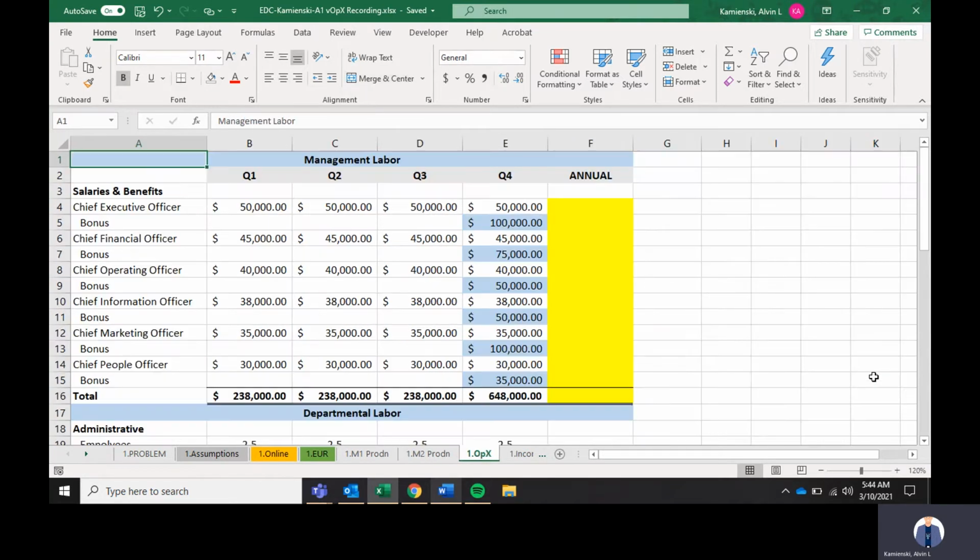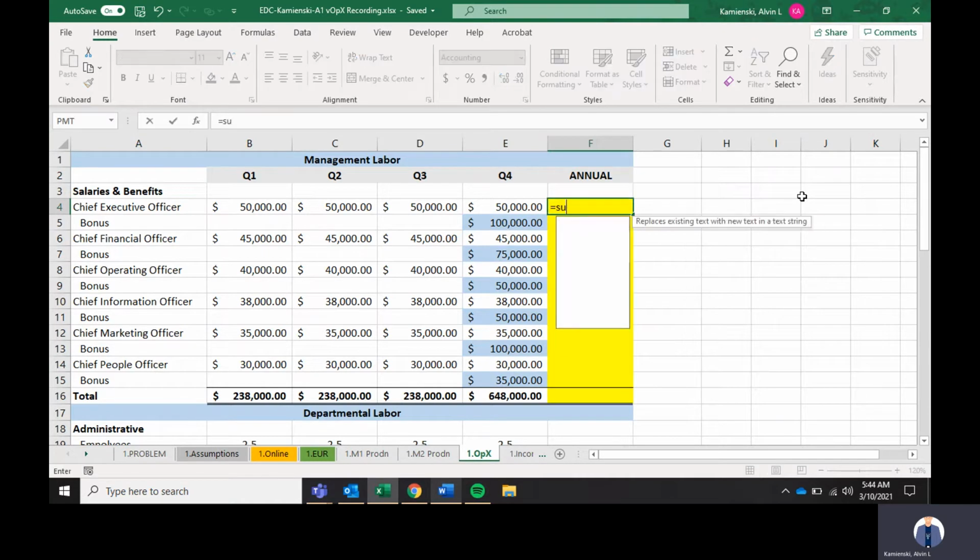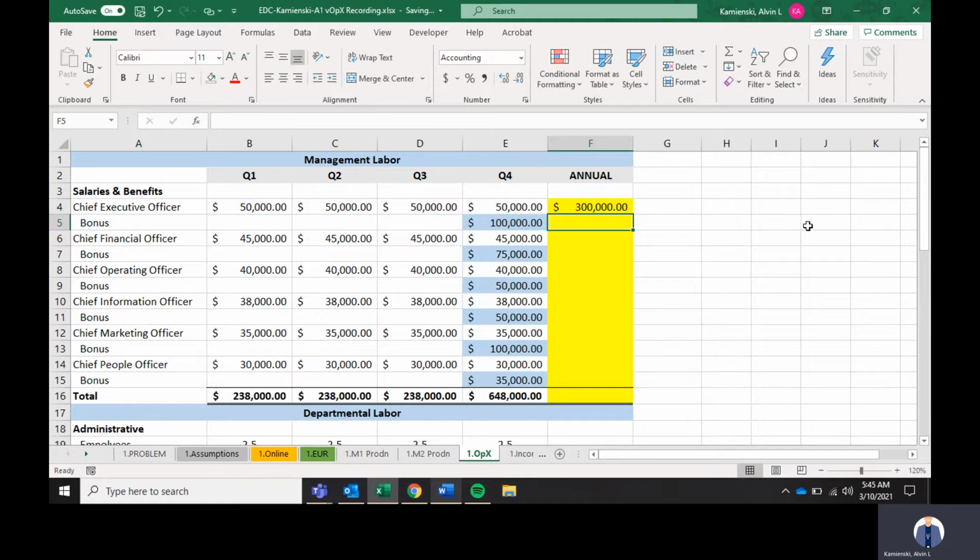All right, the OpEx page is going to be a little bit simpler for us because it's laid out in a way that first starts with saying, how much do we expect to pay our chief executive officer? That chief executive officer makes $50,000 per quarter plus $100,000 in a bonus. So if we do the head math, that's 200 plus 100, should be $300,000 this year.